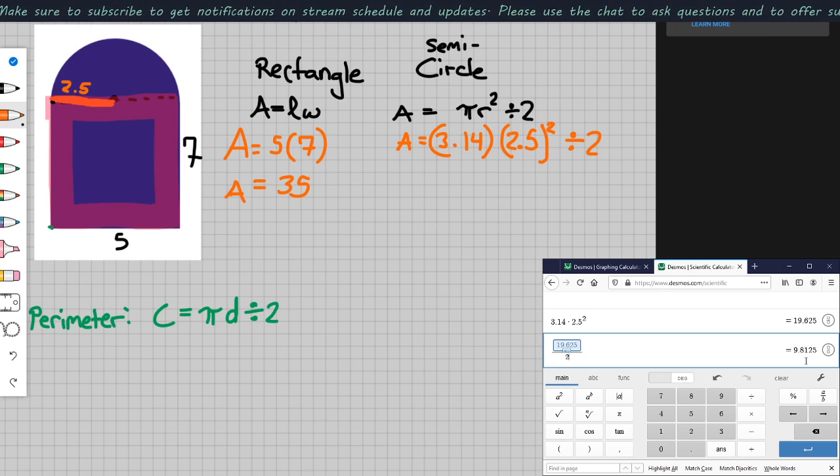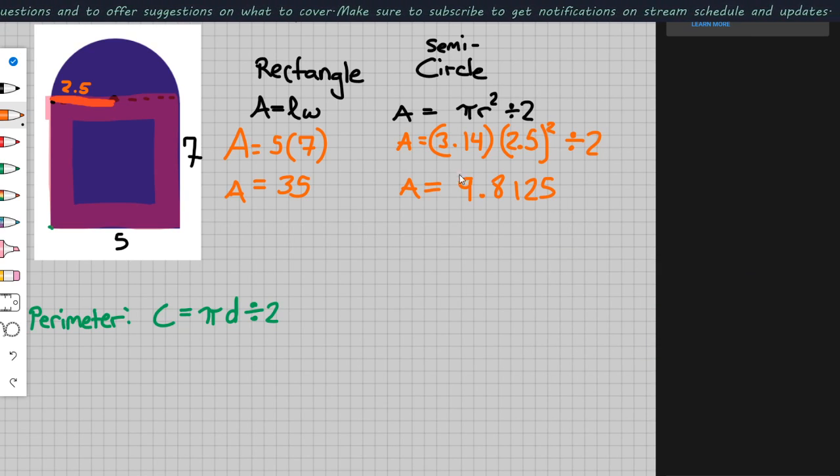9.8125. Now for this, I'm going to write that entire number down because there may be the case that you have to round at the end, and it's always best to do it at the end, so just keep that number in mind, the 9.8125. So area of the semicircle, 9.8125. So I wrote that down.